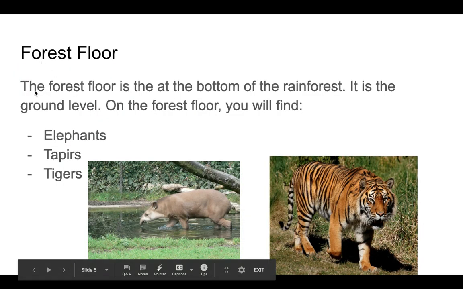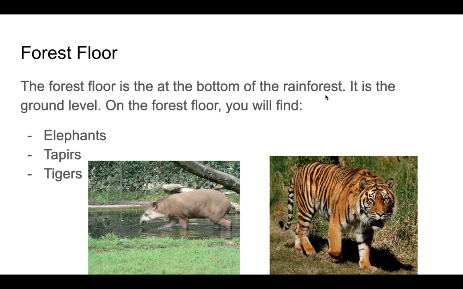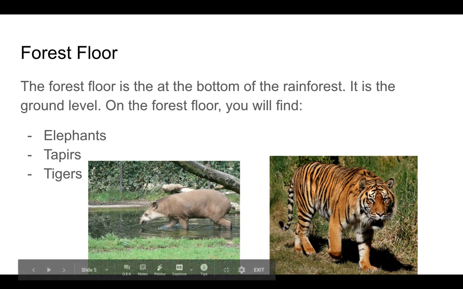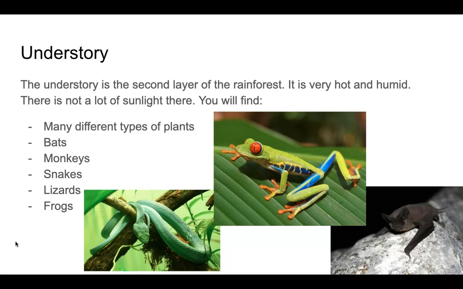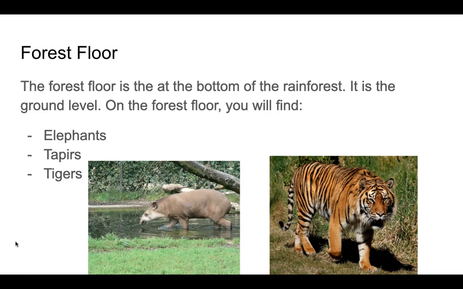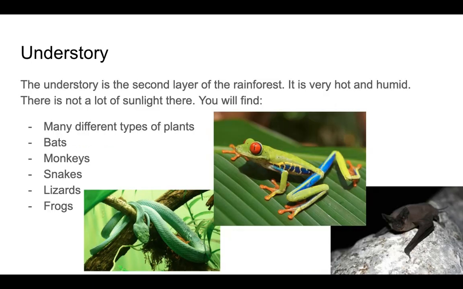Forest floor. The forest floor is at the bottom of the rainforest. It is the ground level. On the forest floor, you will find elephants, tapirs, and tigers. So a lot of the animals that we see on the forest floor are there because they can't really climb up that high, so they have to stay on the ground.